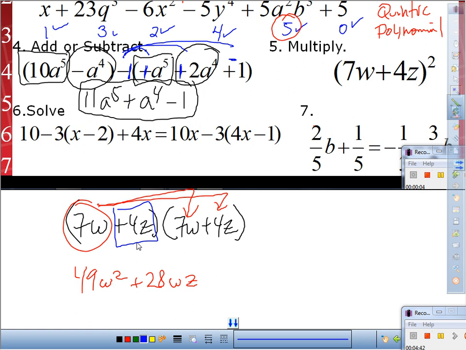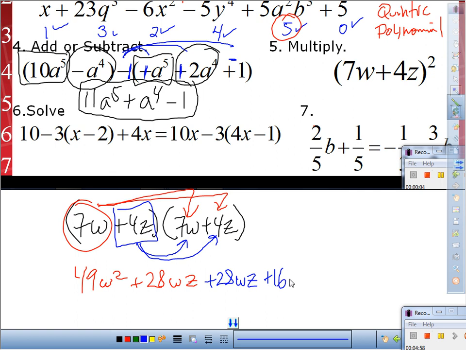Now I do this one times those two. So what is 4 times 7? 28. What is z times w? Some of you wrote ZW, but in alphabetical order, it's what? WZ. And what is 4 times 4?